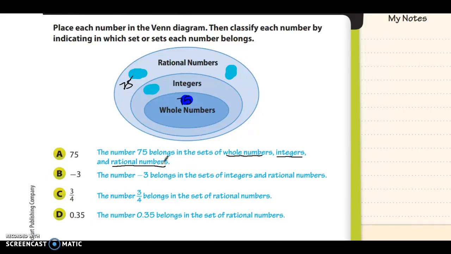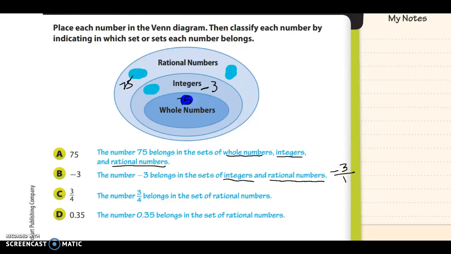Okay, what about the next number, negative 3? Is negative 3 a whole number? Nope, negative 3 does not belong in the center circle because whole numbers are positive. Is negative 3 an integer? It is. Integers are negative or positive whole numbers. So negative 3 goes right there. The sentence says it's an integer. It's also a rational number. If you're wondering why negative 3 is a rational number, remember, a rational number is anything that can be written as a fraction over 1, and negative 3 can be written as a fraction over 1.